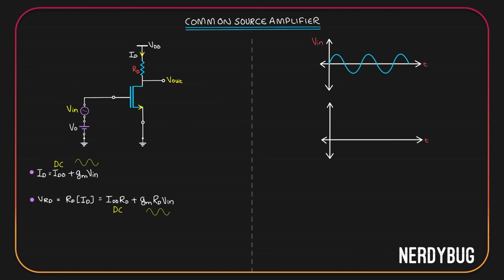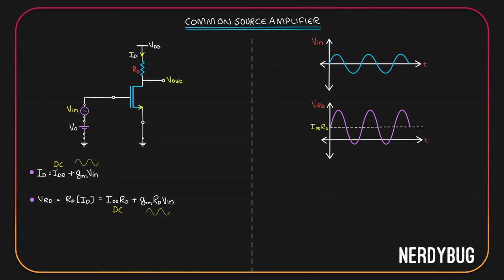First, I want to plot just GMRDVin. It is the input multiplied by GMRD. So we'll get an amplified version of the input. Now we have to add ID0 RD to it, which is a DC value. So the graph will finally look like this.